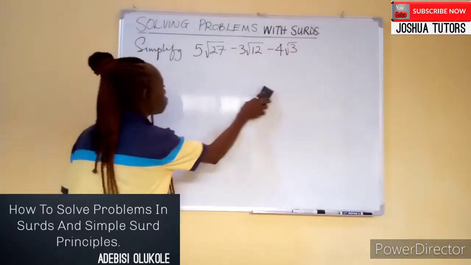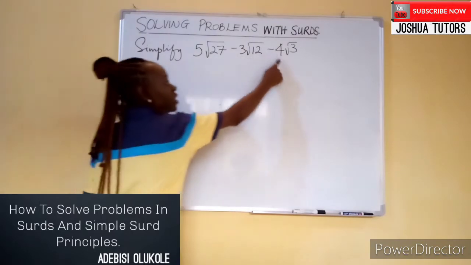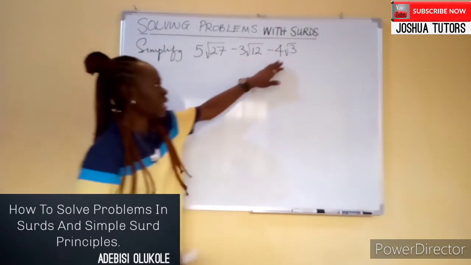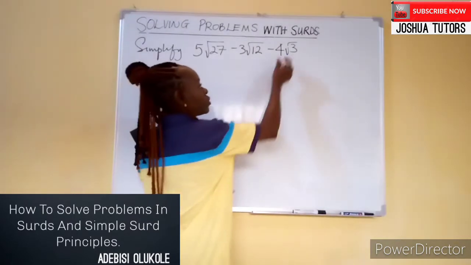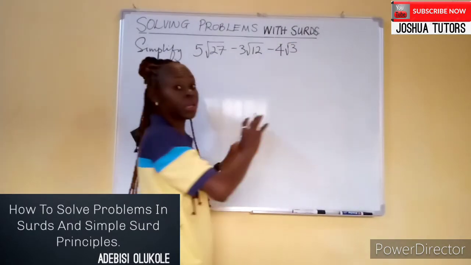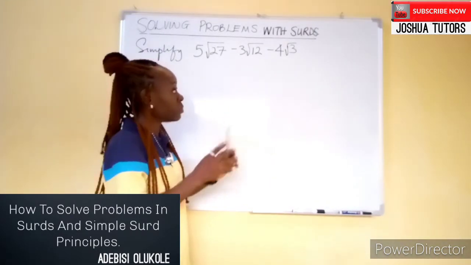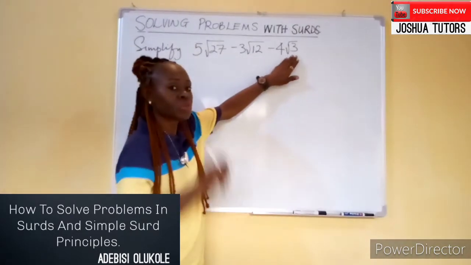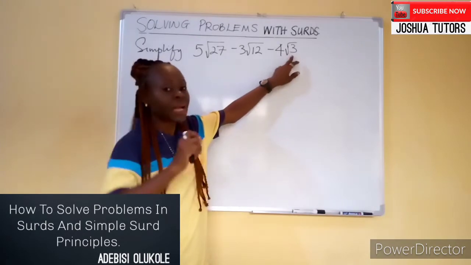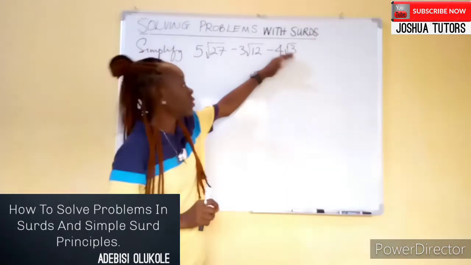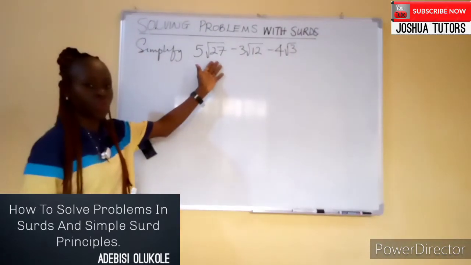So we're going to have to bring each of these surd expressions to their basic form. Let's look at the last expression. 4 surd 3. 4 surd 3 is already in its basic form. That means I cannot reduce surd 3 any further. It is an irrational expression. So we're going to leave it the way it is. Let's come to 5 surd 27.